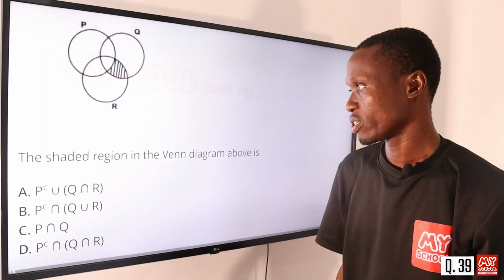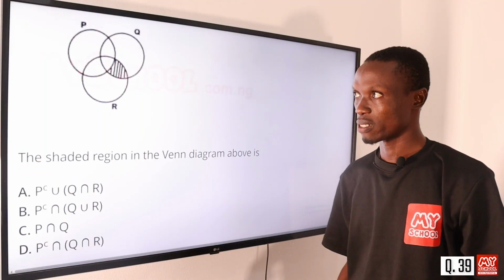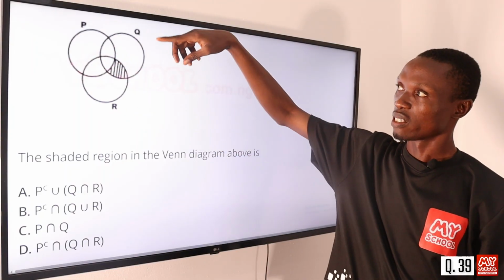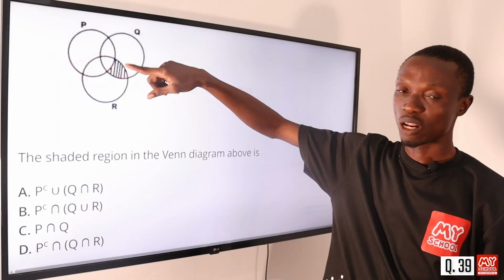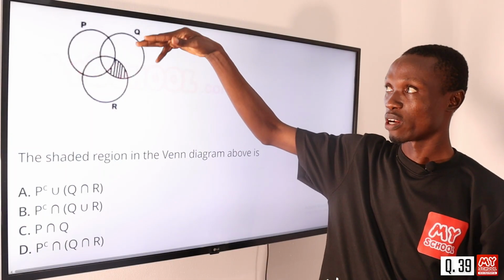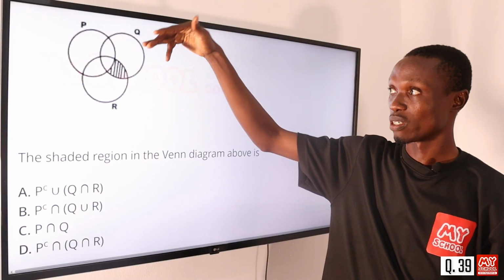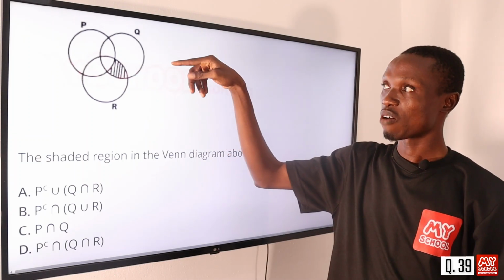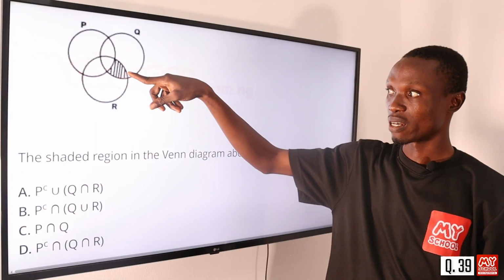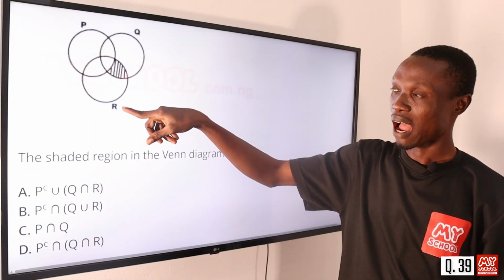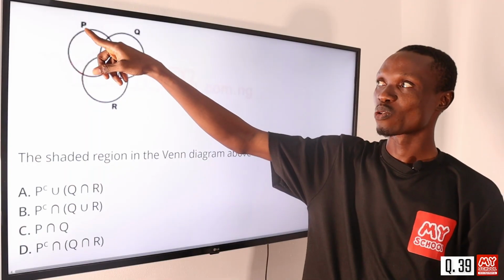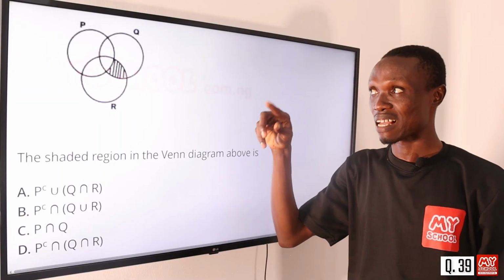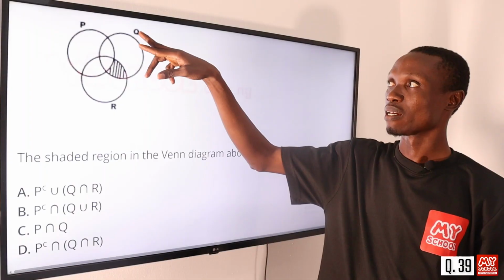Question 39. The shaded region in the Venn diagram above is, so this is the Venn diagram that is given to us. If you check the Venn diagram very well, you find out that it is the part connecting Q and R alone that is shaded, while the part connecting Q and P is not shaded. So basically what this means is that we are having an intersection. Okay, Q intersect R, also intersect what is not in P, which is P complement. So that means we have P complement intersect what is in Q and R.